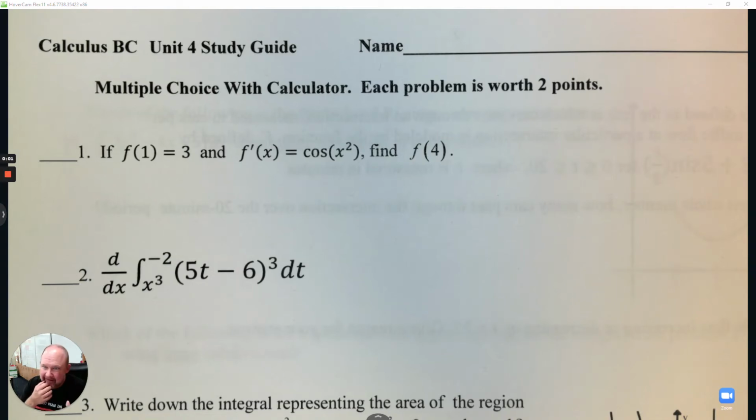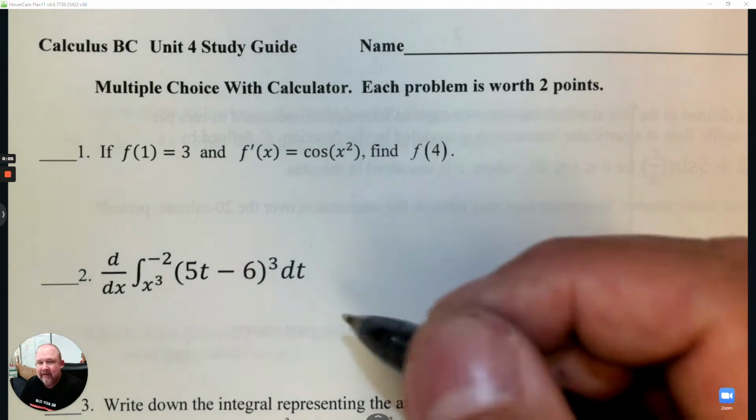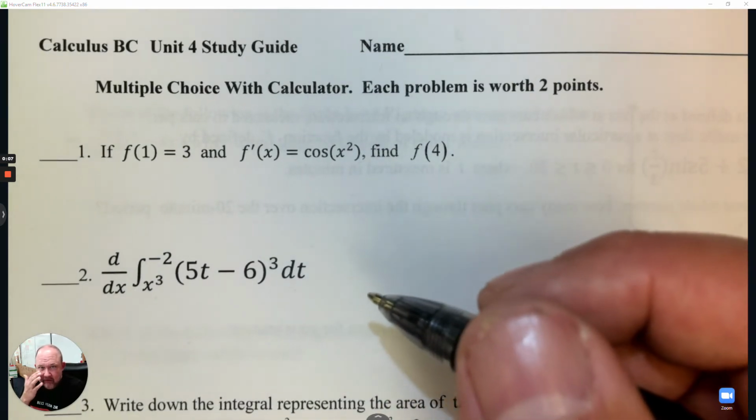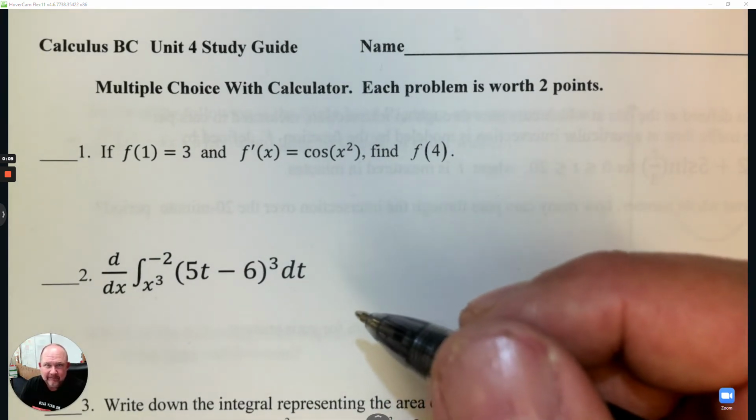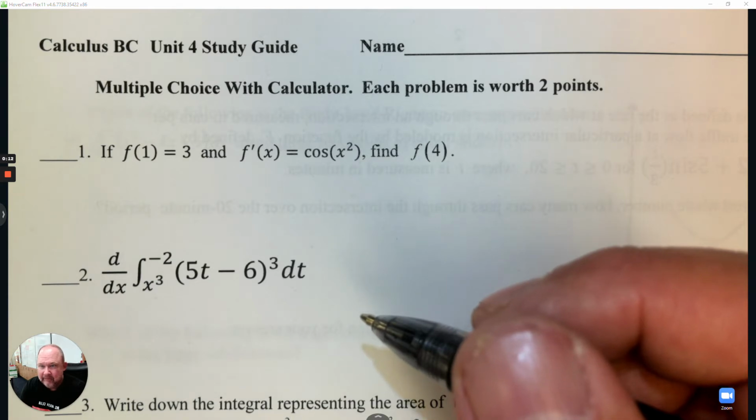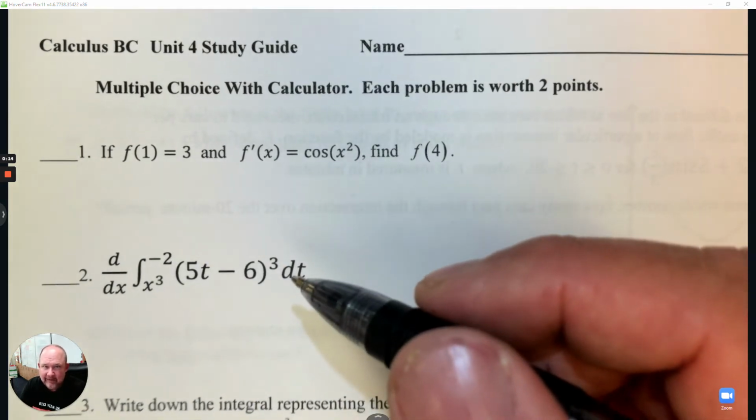All right, here's your study guide for the next exam based on Unit 4, Integration. Let's do it together. Obviously, you need to do it first, right? And then when you watch, you can get support. Copying what I'm doing is not learning anything.